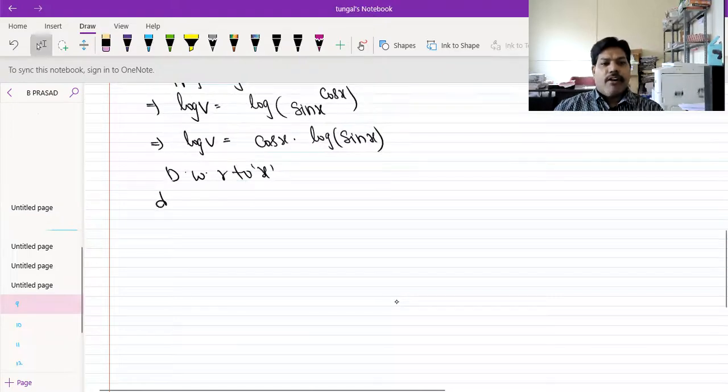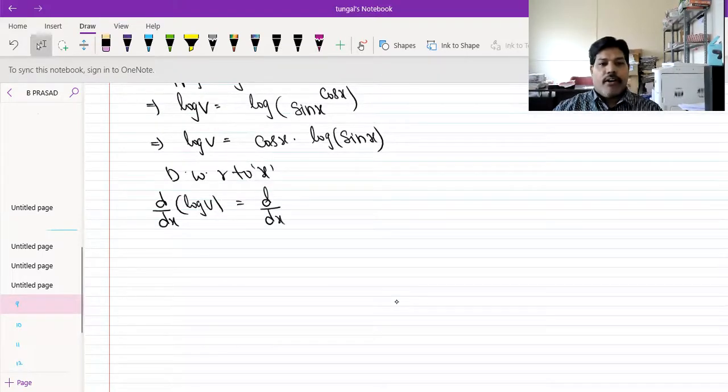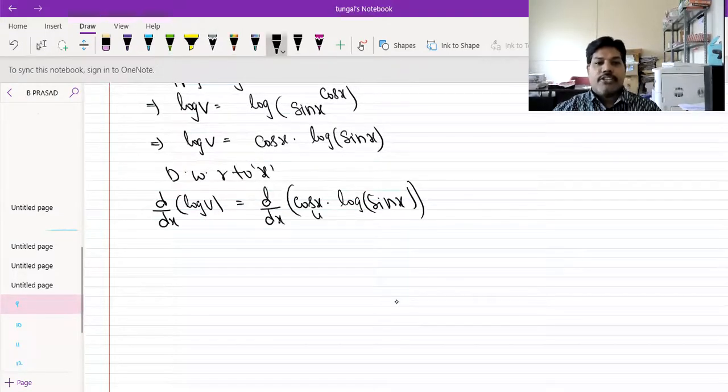So the derivative of log v is equal to the derivative of cos x into log of sin x. So then what happens? It is the UV formula, students. It is a u and it is a v. So what is the derivative of log v? The derivative of log v is nothing but 1 by v into dv by dx. So that is nothing but a UV formula.